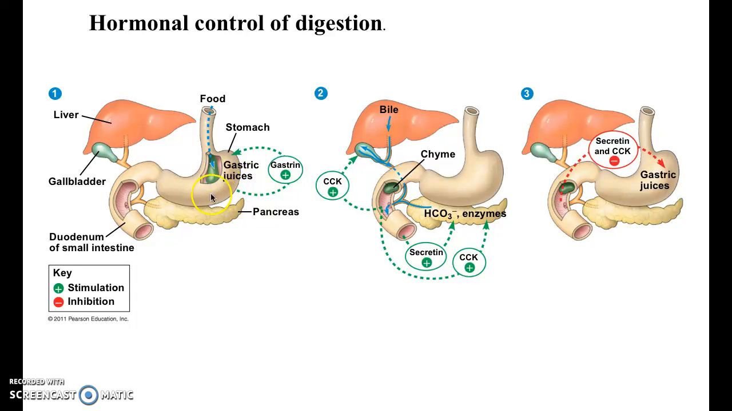So to recap: gastrin, gastric juices, within the stomach, parietal cells. CCK recognizes the fats and proteins in the chyme and then sends a signal for bile and a signal for the pancreatic enzymes. Secretin realizes that chyme is coming in and it's very acidic, so it needs to be neutralized. So it sends a signal to the pancreas to secrete bicarbonates.